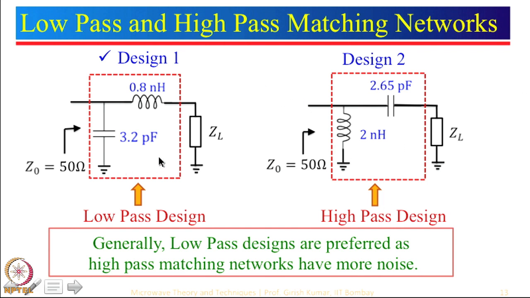By the way, this low pass design is also known as an integrator, and high pass is also known as a differentiator. Now, generally low pass designs are preferred, as high pass matching networks have more noise, because all these things are acting as differentiators, and we know that differentiators are always adding noise, whereas integrators are always smoothing out the noise. So, generally speaking, low pass design is preferable compared to high pass design.